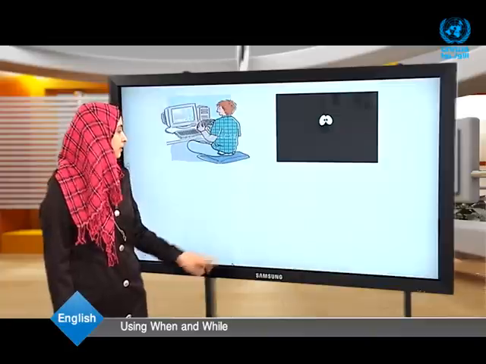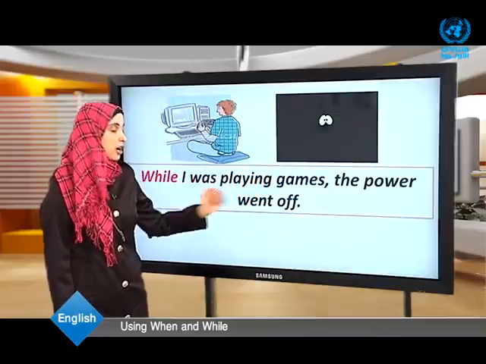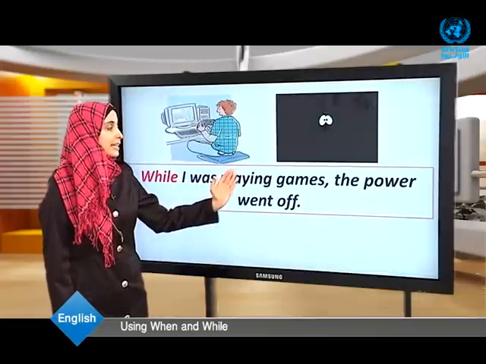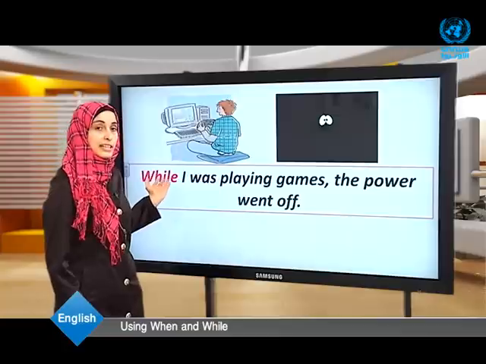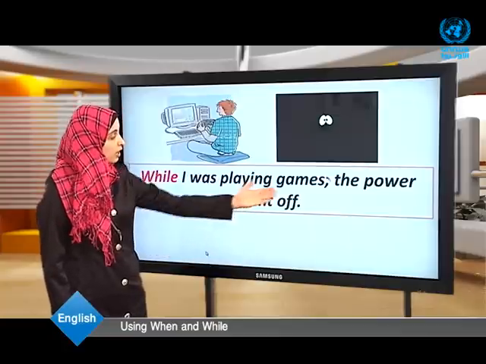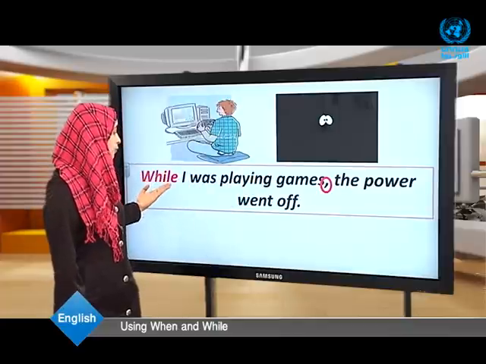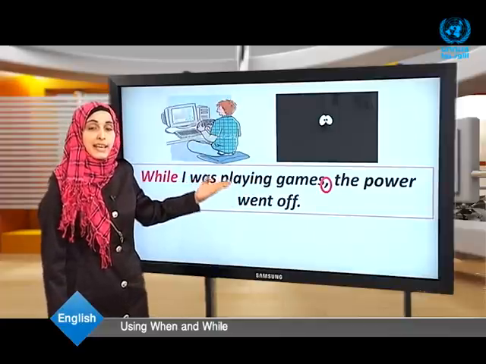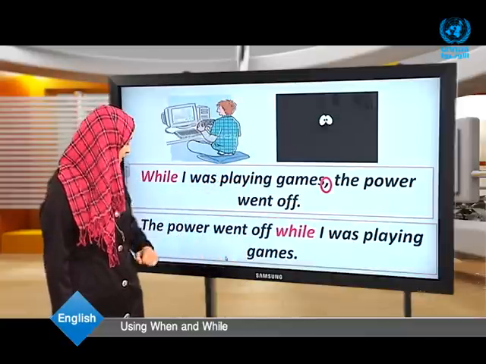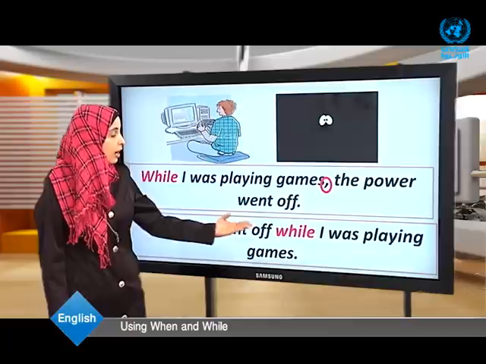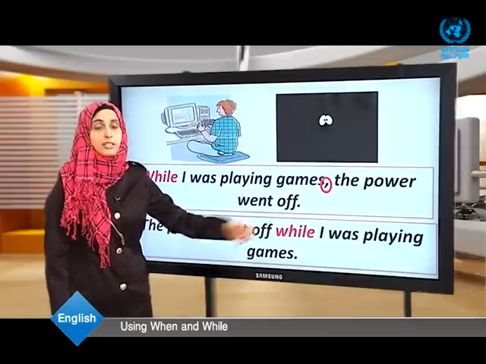Let's look at this example. While I was playing games, the power went off. Two actions joined with while. While is at the beginning of the sentence. That's why we use the comma here. And notice, after while, we have I was playing, the past continuous tense, the long action. And the same sentence, the power went off while I was playing games.